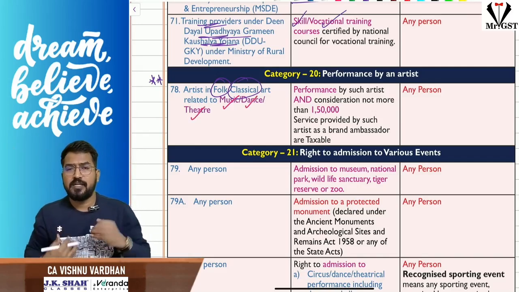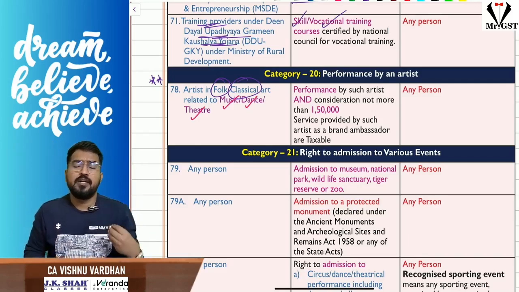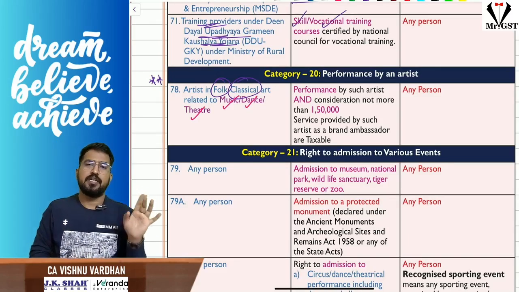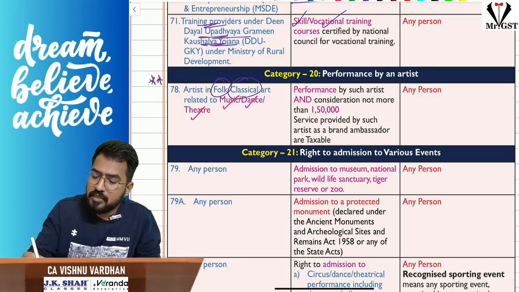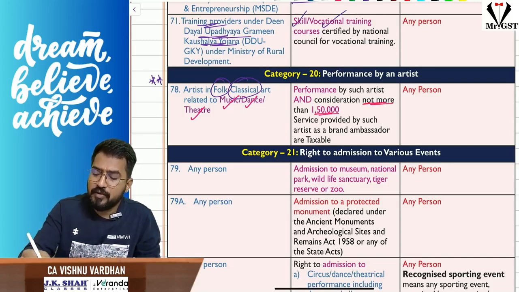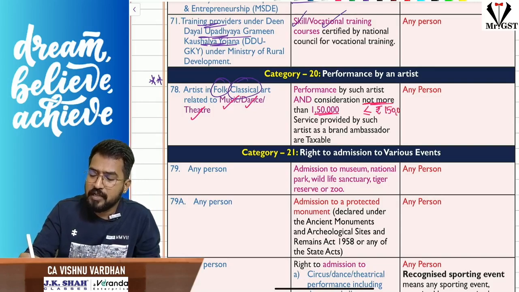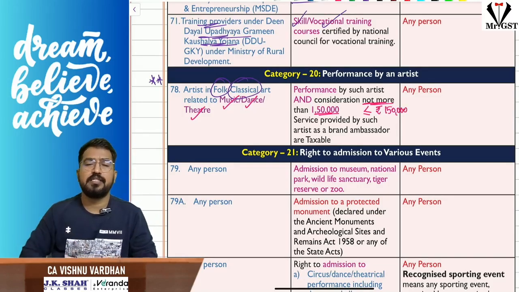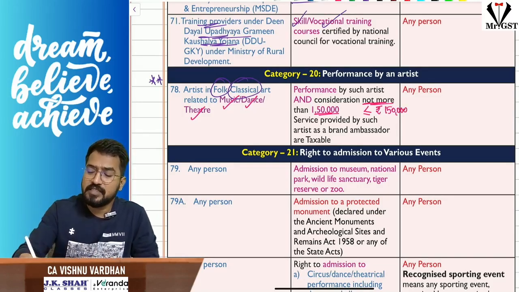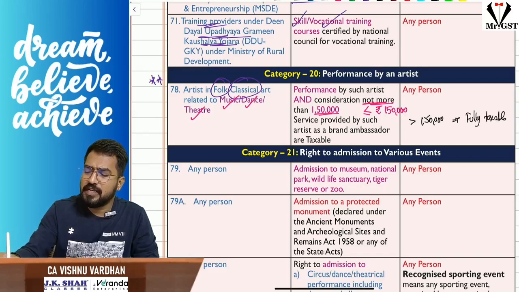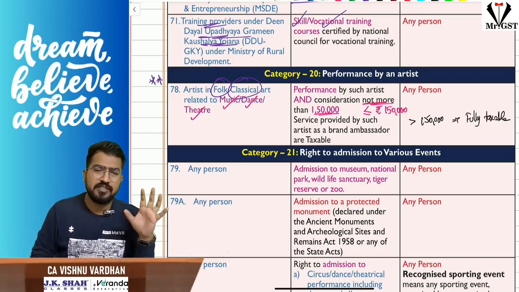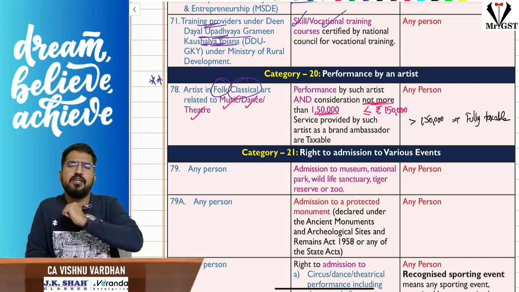For example, I am a Bharatanatyam dancer coming and performing in any of your events, and I am charging consideration. If the consideration charged is not more than 1,50,000, that means less than or equal to rupees 1,50,000, then it is exempt. If it exceeds, please understand, if it is greater than 1,50,000, that means in GST, if the threshold limit is exceeded, it is fully taxable. This is not income tax, this is GST. So anywhere, any limit, if it is exceeding, fully taxable.